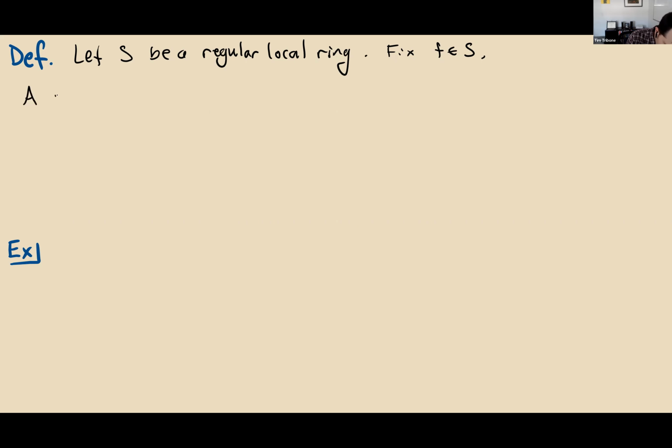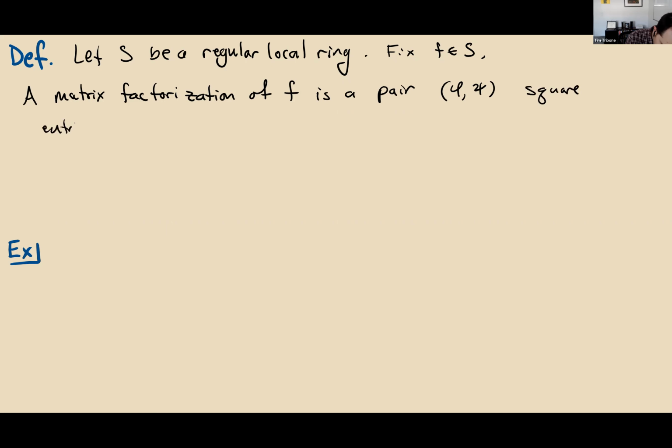A matrix factorization of this element f is a pair of matrices, which I'm going to call phi and psi. They're square with entries in S. The main point is that their product, if you take them in either order, gives you f times an identity matrix. So phi times psi is a diagonal matrix with f's right down the diagonal, and the same with psi times phi.